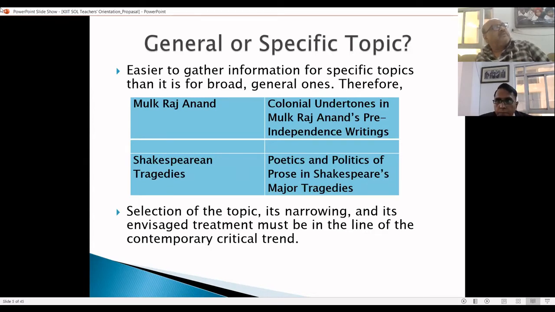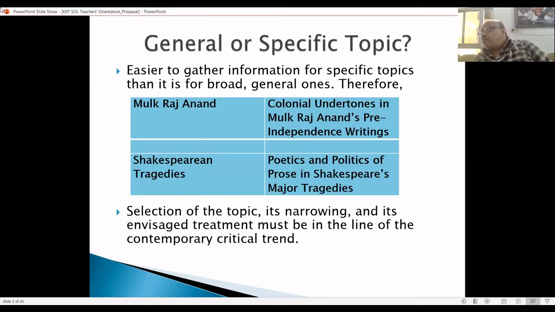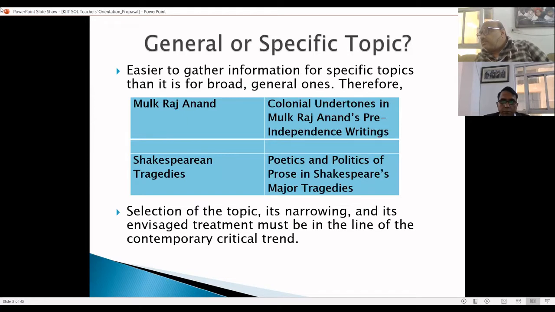For example, on the left side in the table, you see Mulk Raj Anand. If somebody says, I want to work on Mulk Raj Anand, that is too general a topic, right? If somebody says, I want to work on Shakespearean tragedy, that is too general a topic. And if they work on these topics, then what will happen is that the research work will degenerate into a mere compilation, recycling of information.